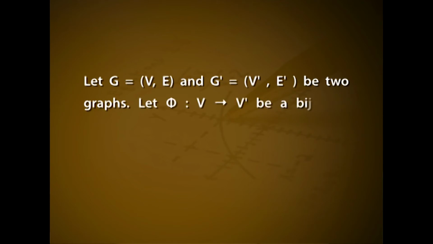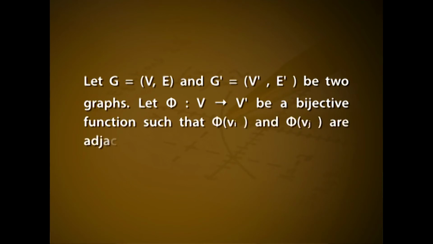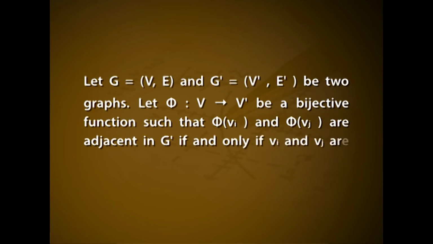In this context, we introduce the concept of an isomorphism between two graphs. Let G equals pair V, E and G dash equals pair V dash, E dash be two graphs. Let phi from V to V dash be a bijective function such that phi of Vi and phi of Vj are adjacent in G dash if and only if Vi and Vj are adjacent in G.